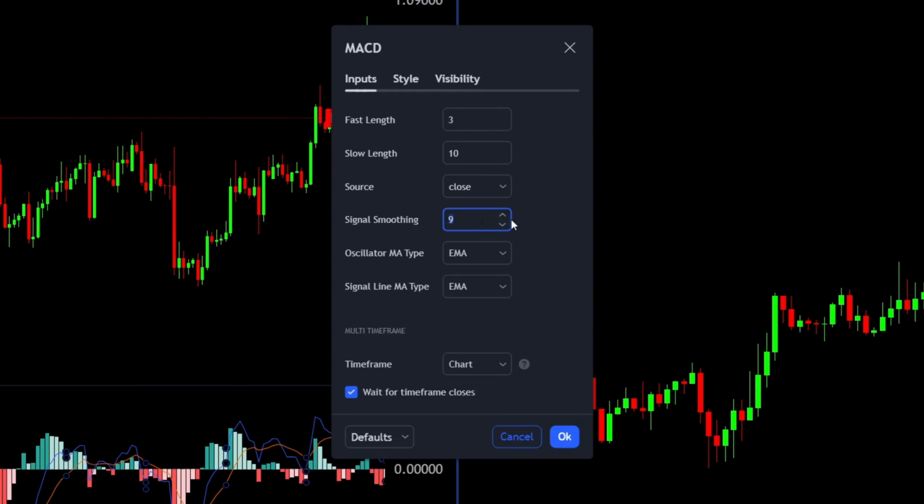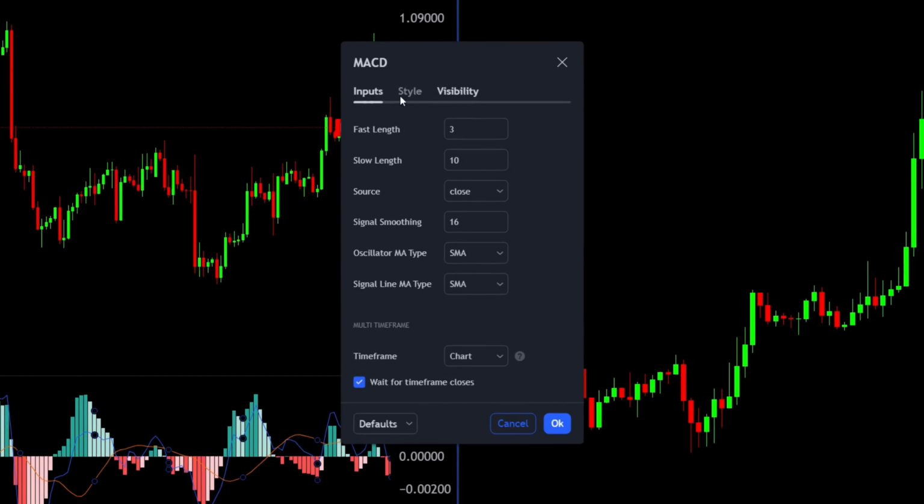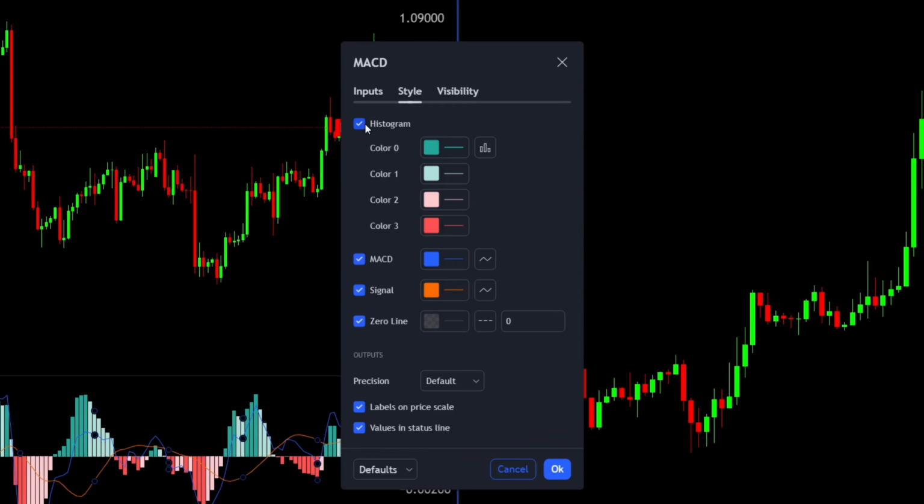And as for the signal smoothing, we're actually going to increase the signal smoothing to 16. For the oscillator type, you can see the standard is an EMA, but we want to use an SMA both for the oscillator MA, and we also want to use an SMA for the signal line as well.